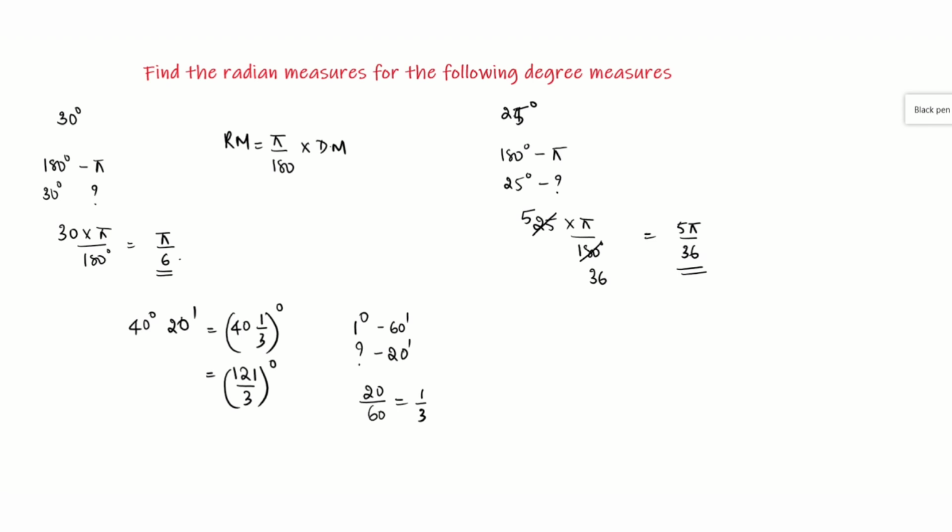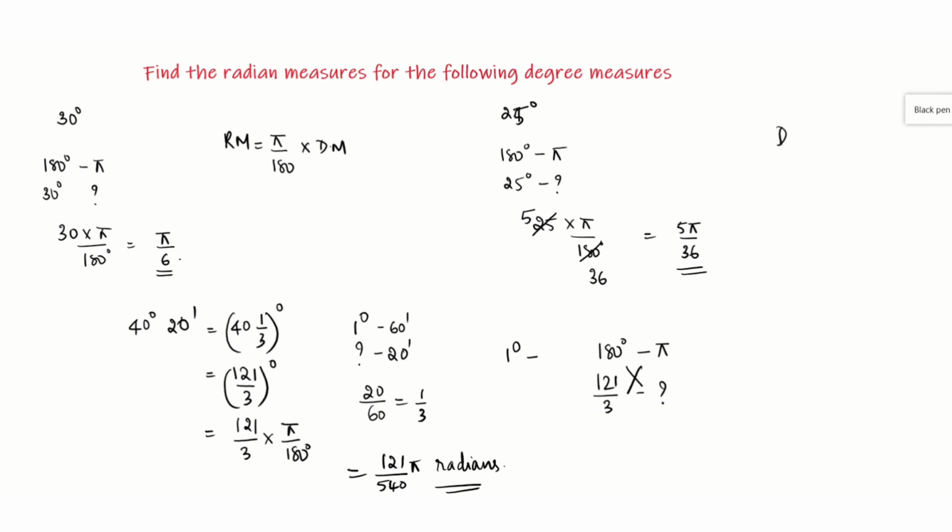Now let us convert this into radians. So we have 180 degree is equal to pi radians. 121 divided by 3 is how many radians? We simply cross multiply. Our answer will be 121 divided by 3 into pi divided by 180 degree, and that will be equal to 121 divided by 540 pi radians. Remember, when converting from degrees to radians, retain the answer in fractions and retain the term pi. These two things have to be kept in mind.